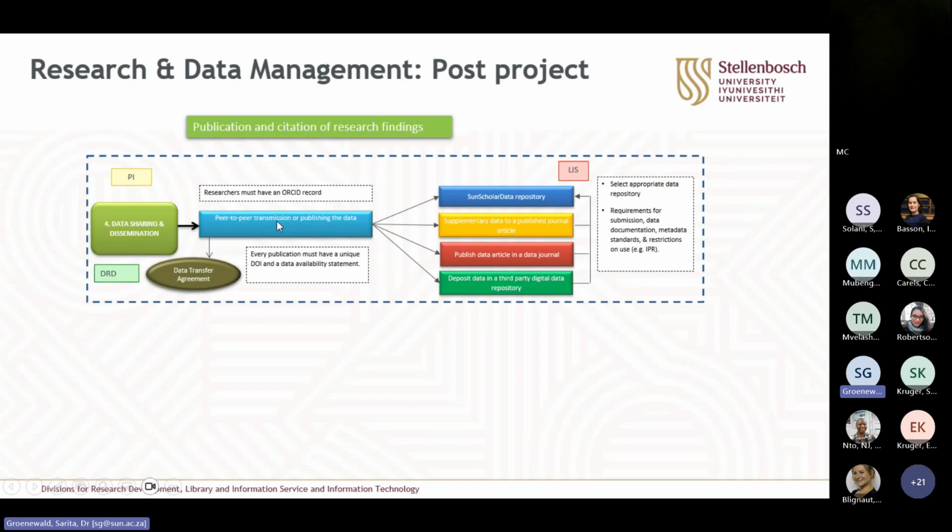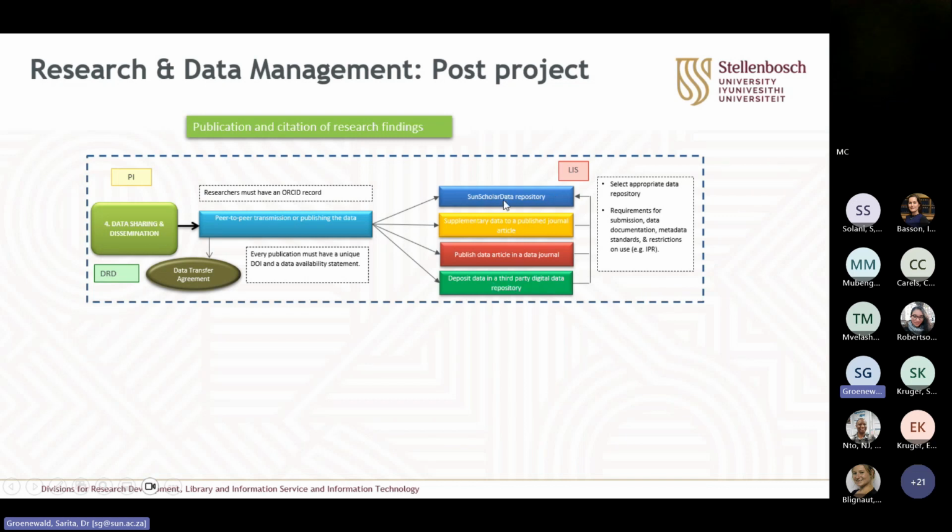It can be peer-to-peer transmission or publication, and it's important to remember that there might be a data transfer agreement required at this stage, and this is where the Division for Research Development Contracts Office will be able to assist researchers. And then the data can be published in the Sun Scholar Data Repository, or it can be published as a supplementary data publication that's supplementary to a published journal article, or it can be deposited in a third-party digital data repository.